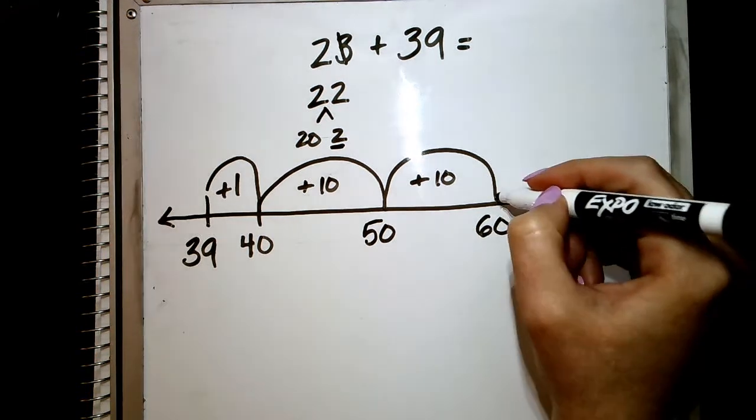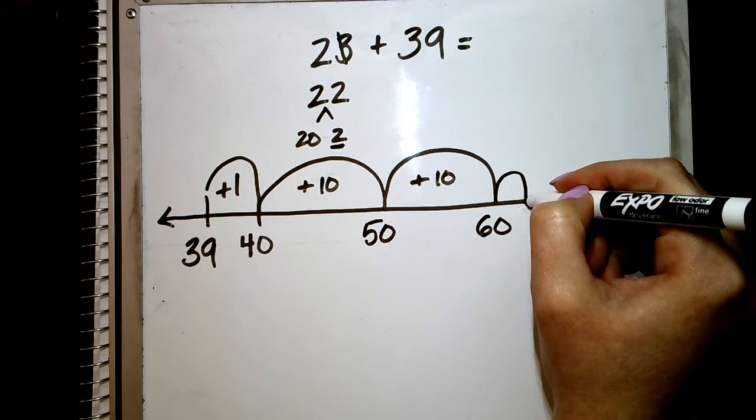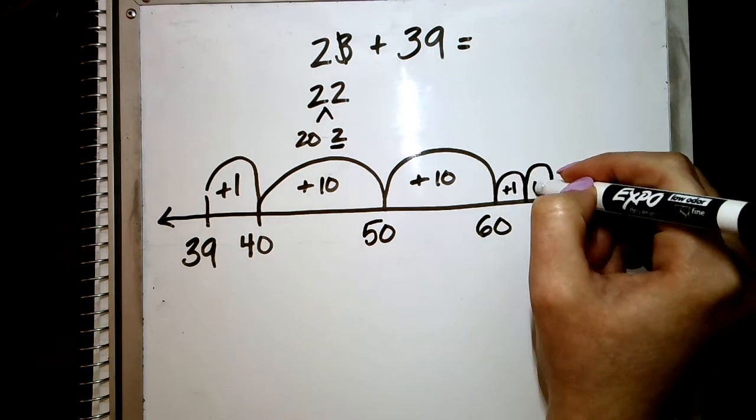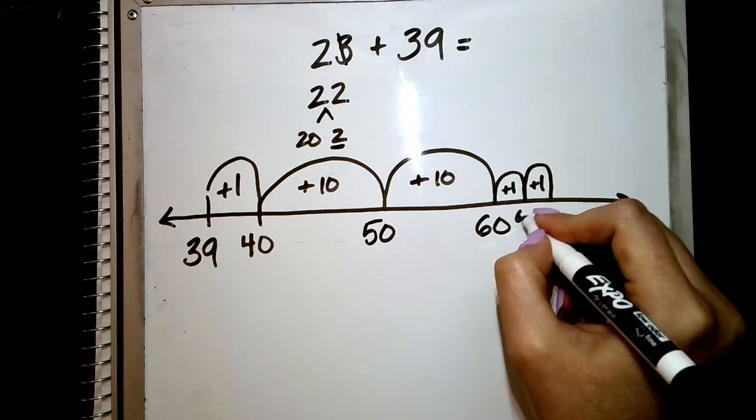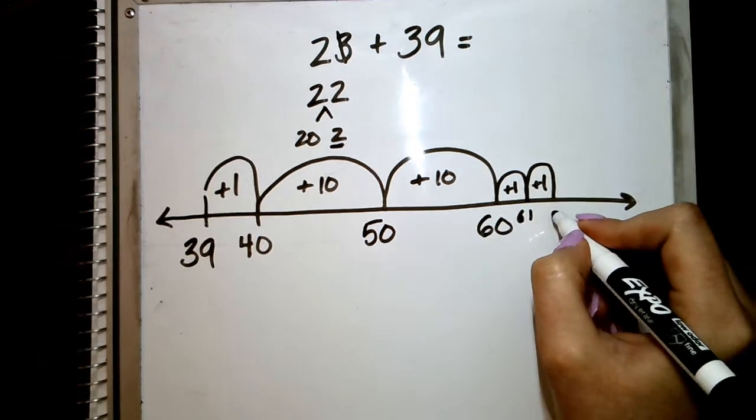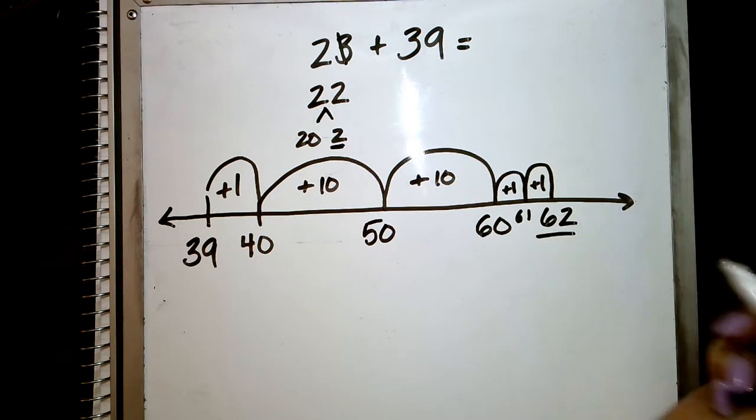So I can just do 2 jumps of 1, so plus 1 and plus 1. So 60 plus 1 is 61, and then plus another 1 is 62.